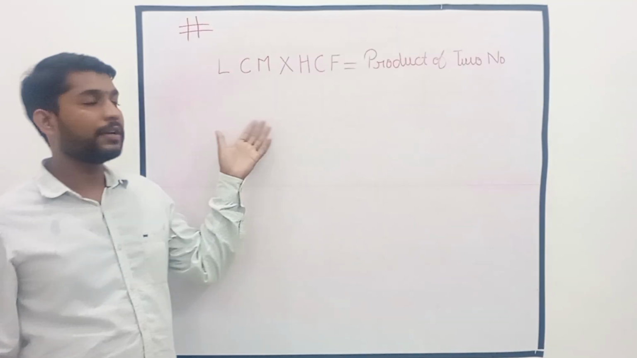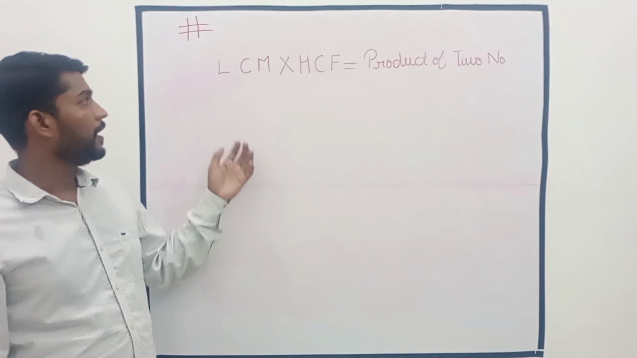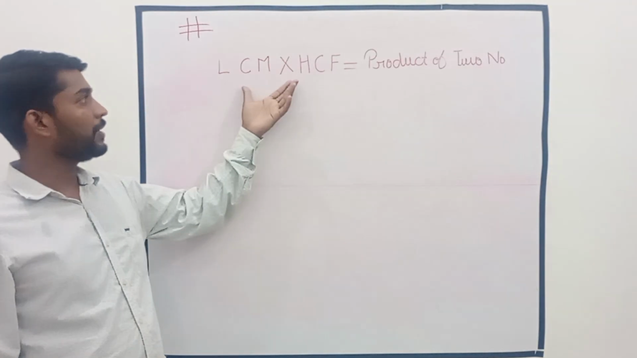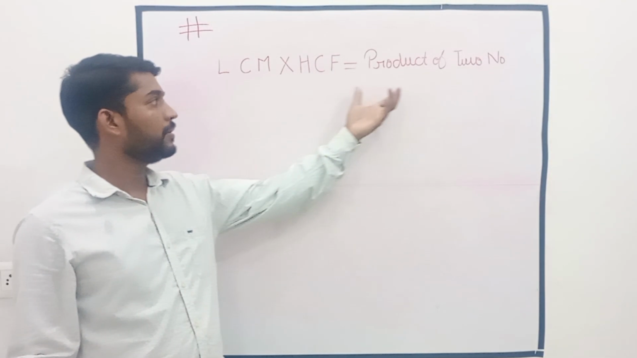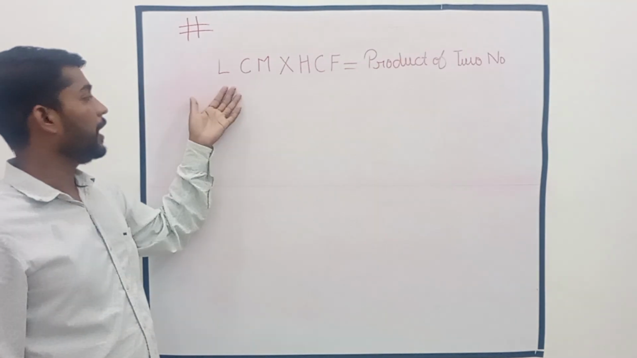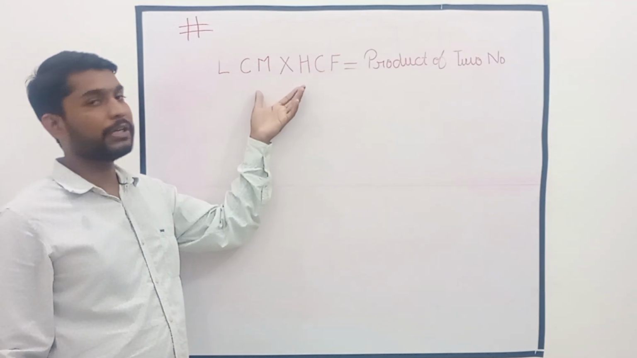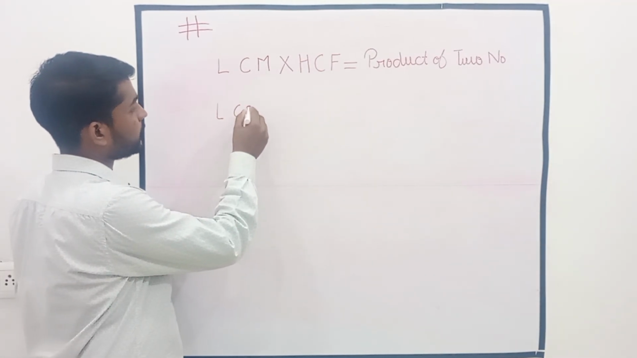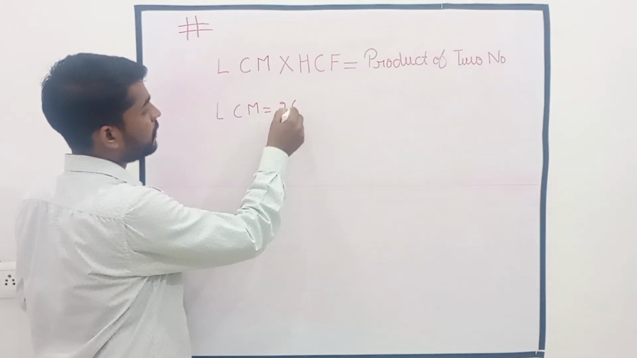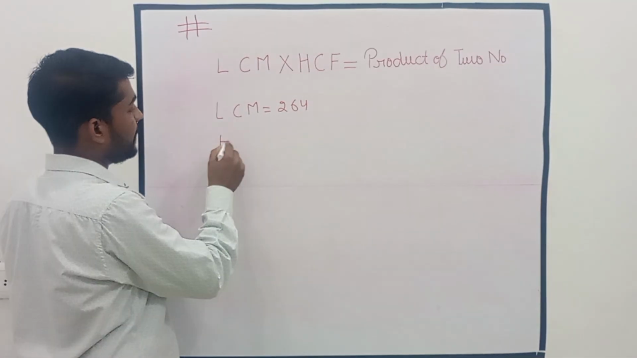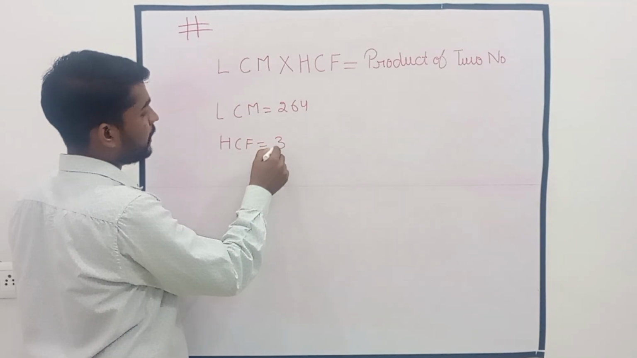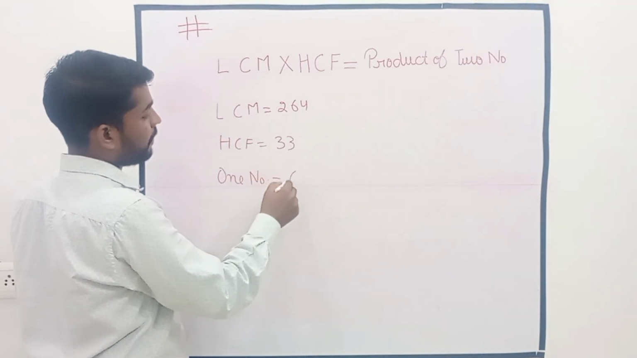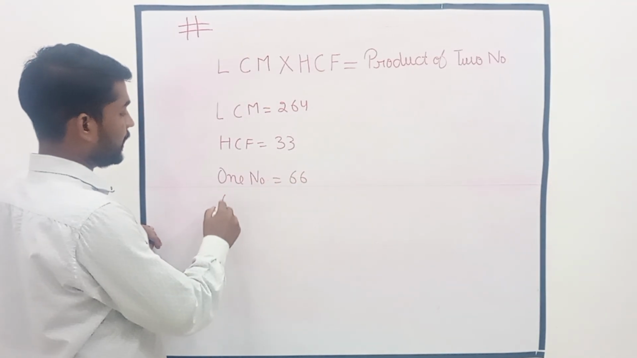Now a new concept in HCF and LCM. If you are given the LCM of two numbers and the HCF of two numbers, the product of the LCM and HCF of two numbers is equal to the product of the two numbers. This is an equation, and with it we can solve many questions. For example, the LCM of two numbers is 264, the HCF is 33, and one number is 66. Find the other number.